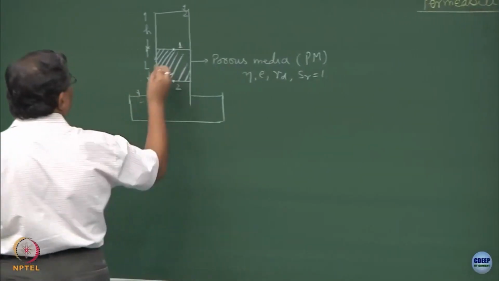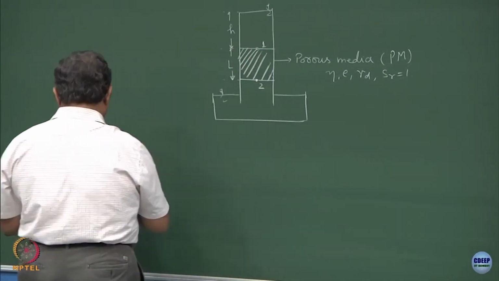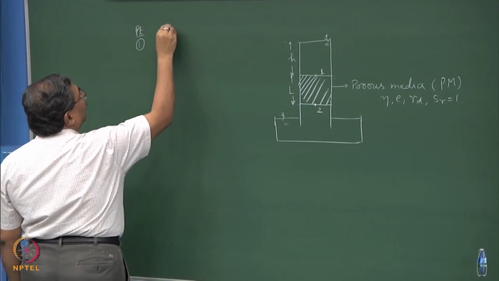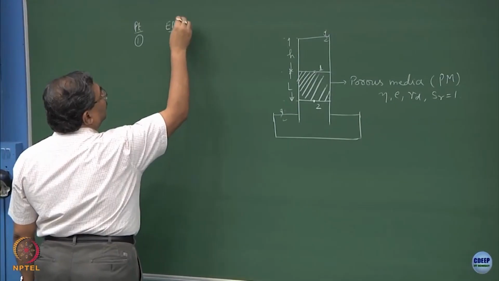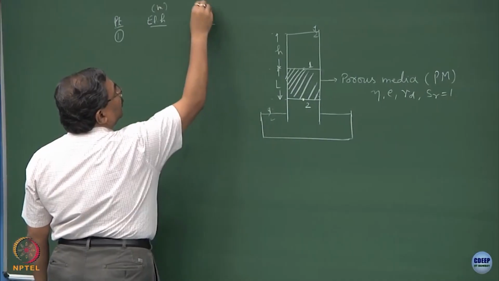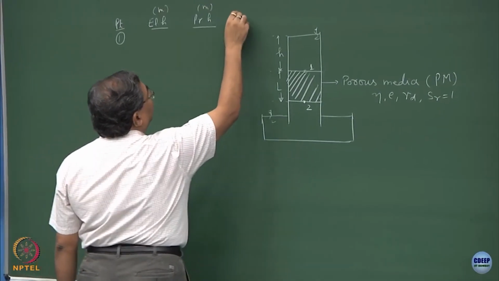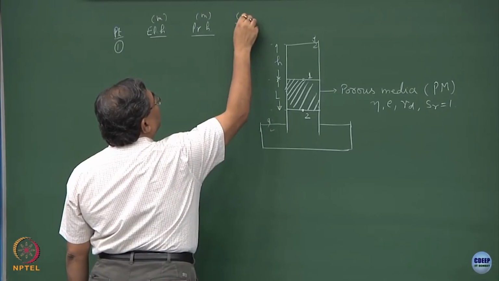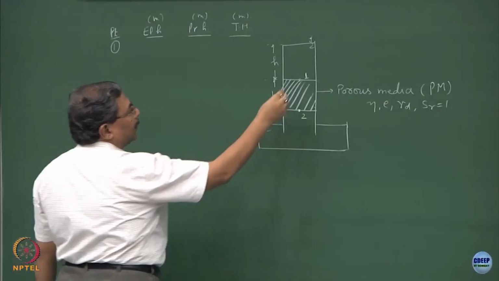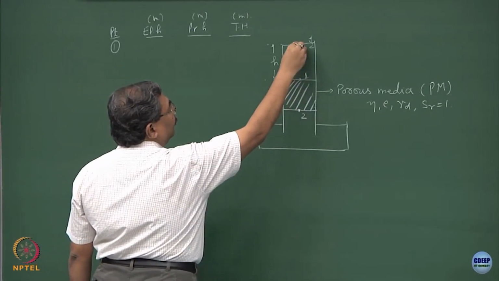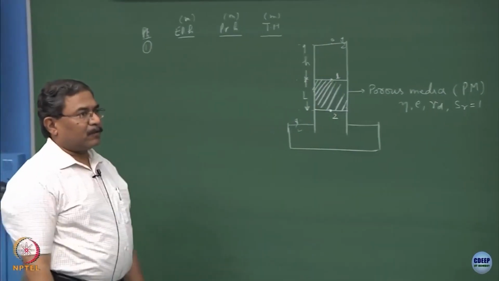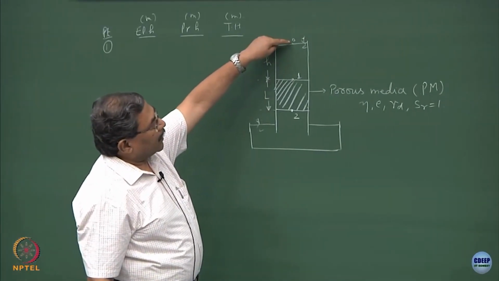As far as the elevation head is concerned, that is easy to obtain. So, if I say point, elevation head, this is in meters, the pressure head is also in meters, and the total head is also in meters. So, point 1 was quite straightforward. We have already proven that between point 0 and 1 there is not going to be any flow because the total heads are same.